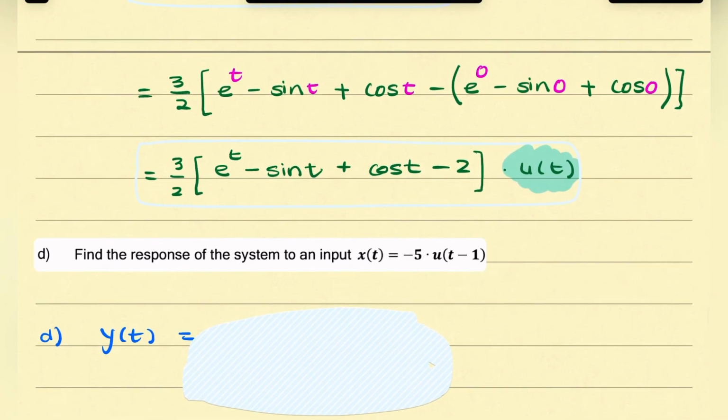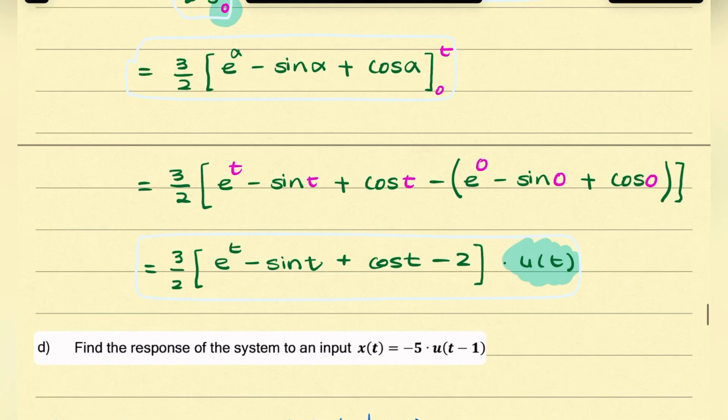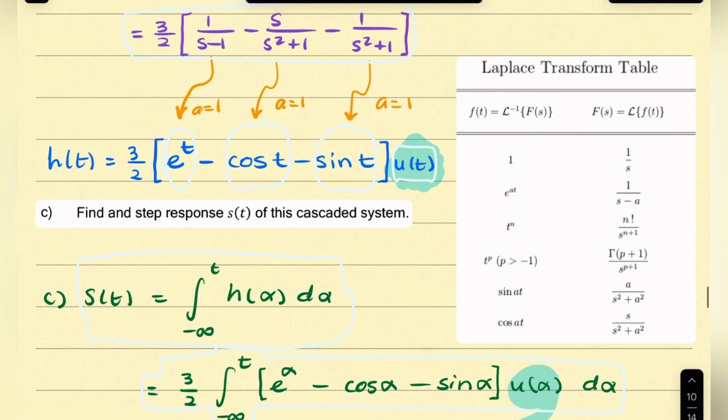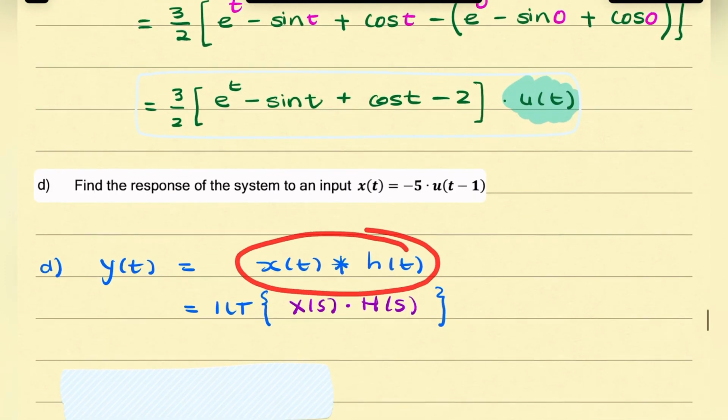So the final part of this question, it says find the response to an input that looks like that. So we have some input and we're being asked for the response, the output. So how do you find the output in terms of the input? Well, it's straightforward. You just carry out a convolution between the input, this, and the impulse response. The impulse response we've already found.